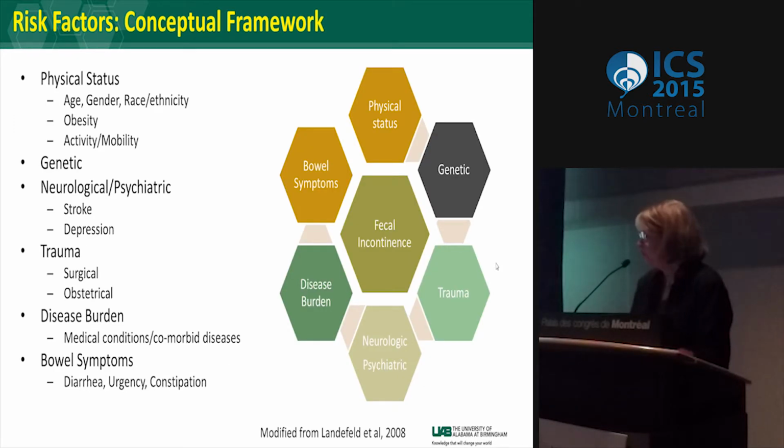There's a conceptual framework for risk factors that was put forth by Landefeld et al., which was from a State of the Science conference on prevention of fecal incontinence and urinary incontinence, incontinence in general, thinking that the factors to consider are physical status, age, obesity, activity, genetic factors, neurologic and psychiatric factors, traumatic factors like surgery, and then obstetrical injuries. Disease burden, comorbidities. Incontinence is more common in patients with more comorbidities. And then bowel symptoms themselves that are associated with fecal incontinence, such as diarrhea, urgency, and constipation.